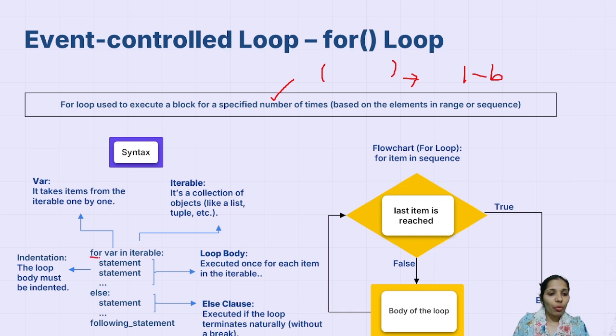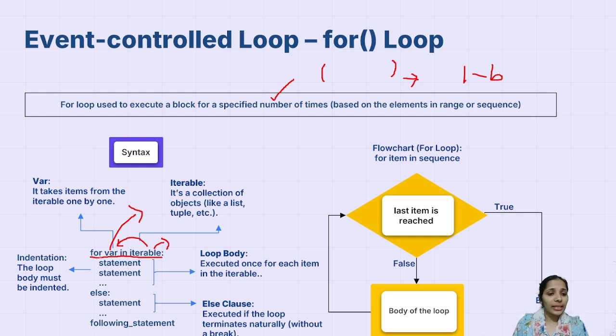The syntax for the for loop is: for variable in iterable. The var takes items from the iterable one by one. So var acts as a variable. As we have already discussed, a variable is a container to store data. The iterable also acts as a variable, and whatever content is there in the iterable will be passed one by one. For var in indicates the flow from iterable to var.